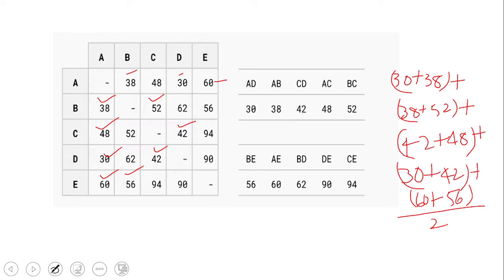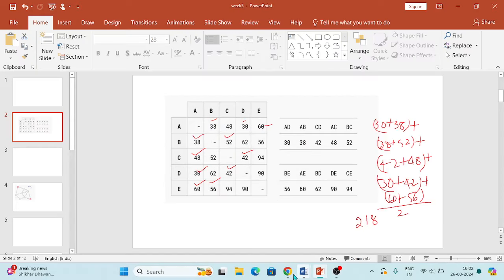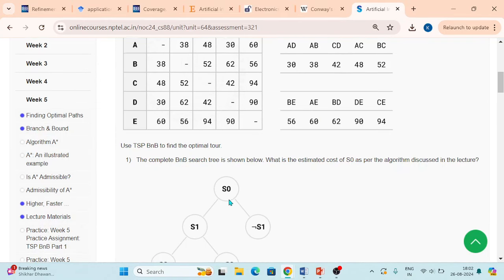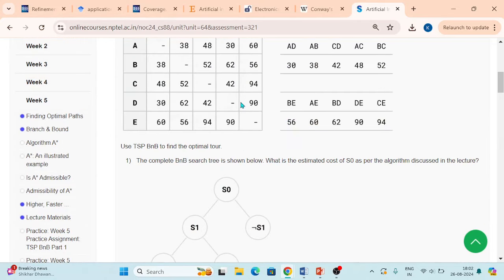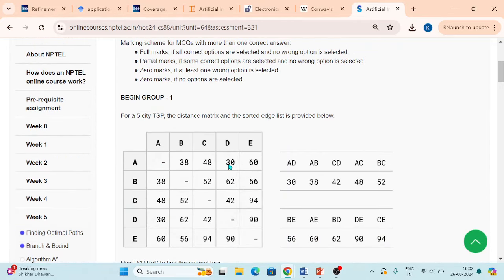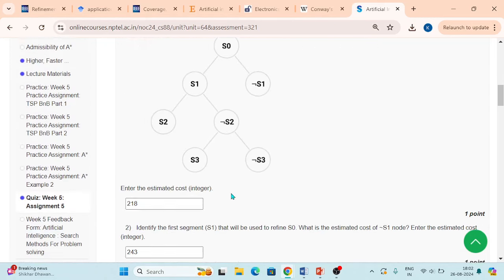So this is the estimated cost you are calculating, and you will get 218. So the answer for the estimated cost is 218. Take the two minimums in each row, add them, and divide the total by 2.